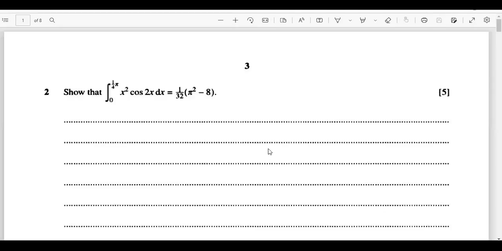Right, so I'm going to share the PDF file. Okay, so here it is. So it would be an interactive session. I would want you to participate as well. Okay, so here's the first question. Now you need to show that this integration gives you this.